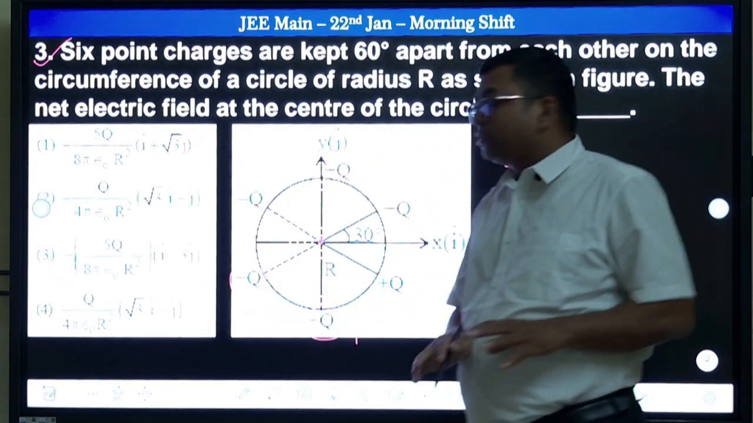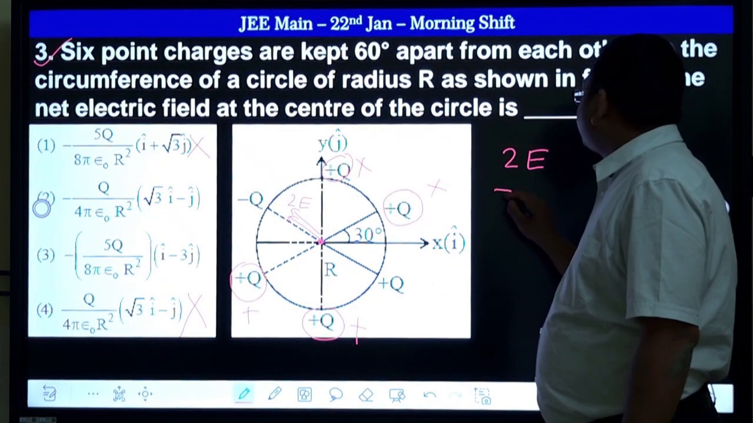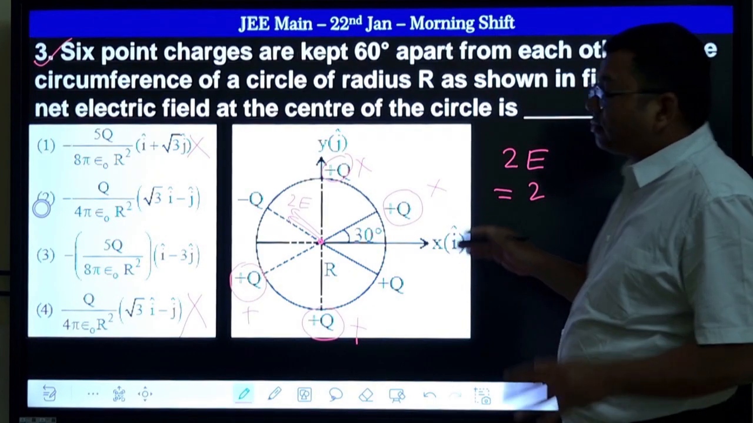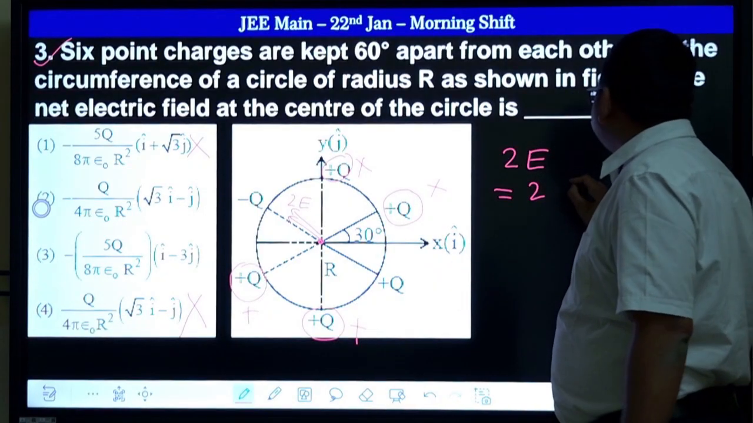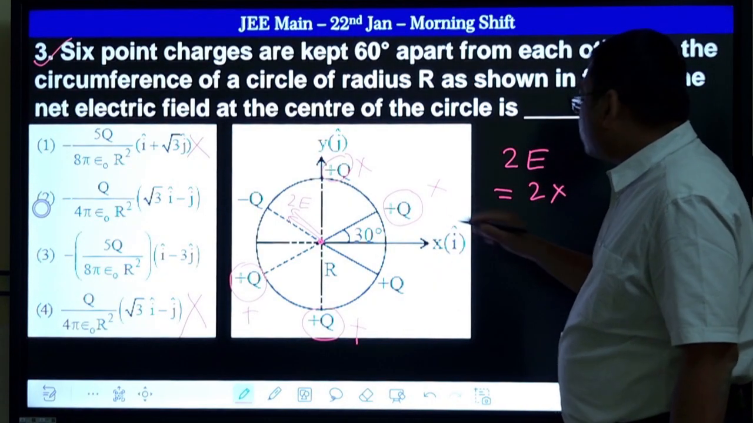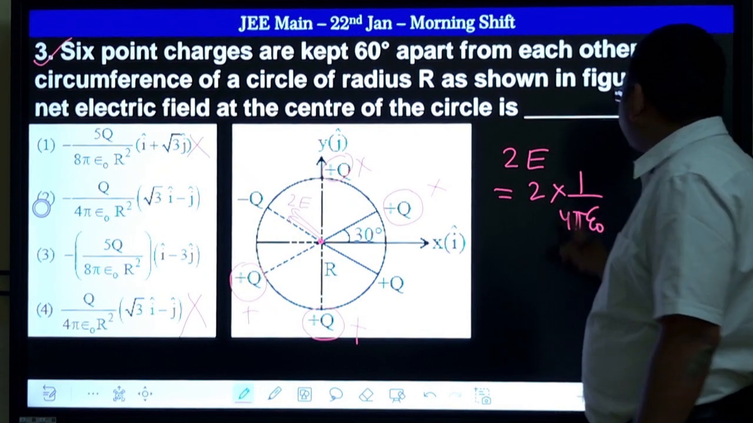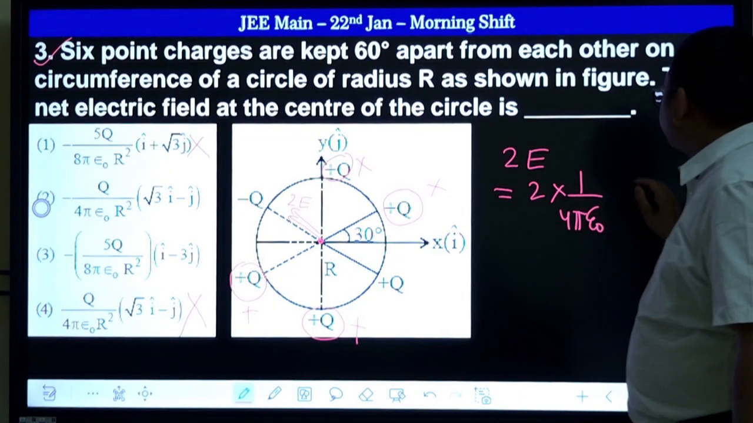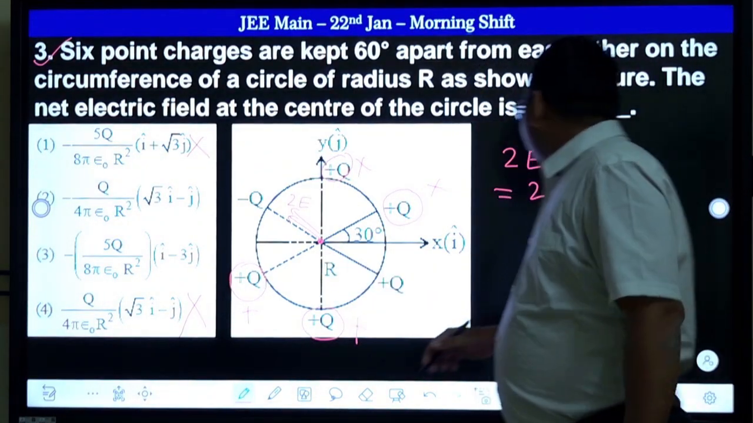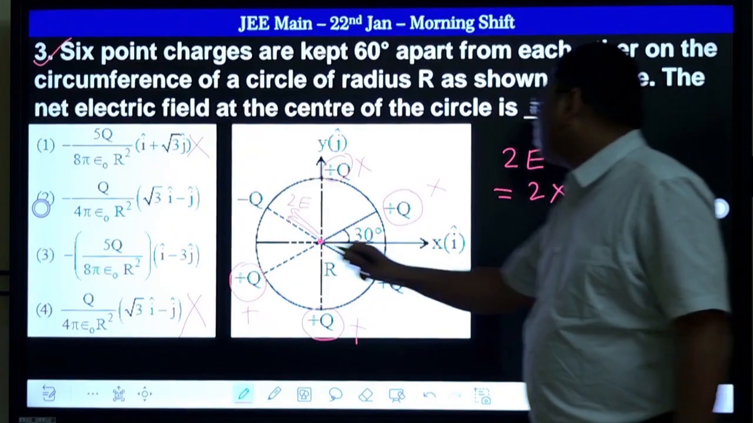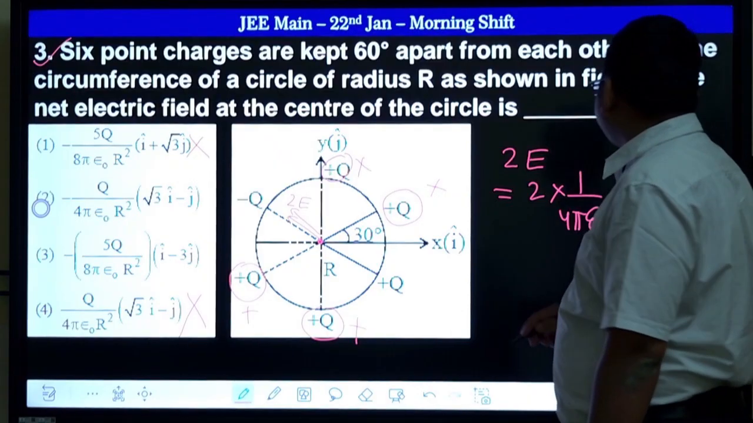Now out of the second and third we need to choose. So we definitely need to calculate these values. The electric field formula is KQ by R square. So apply that. K is 9 into 10 to the power 9, or in terms of 1 by 4 pi epsilon naught, right? KQ by R square. What is the distance? This distance is how much? This is the radius R. KQ by R square, right?